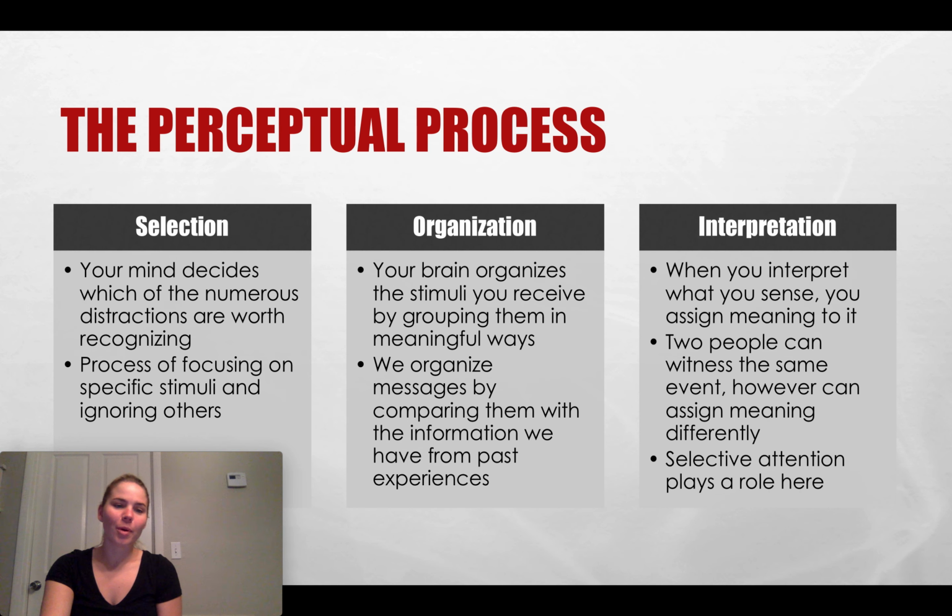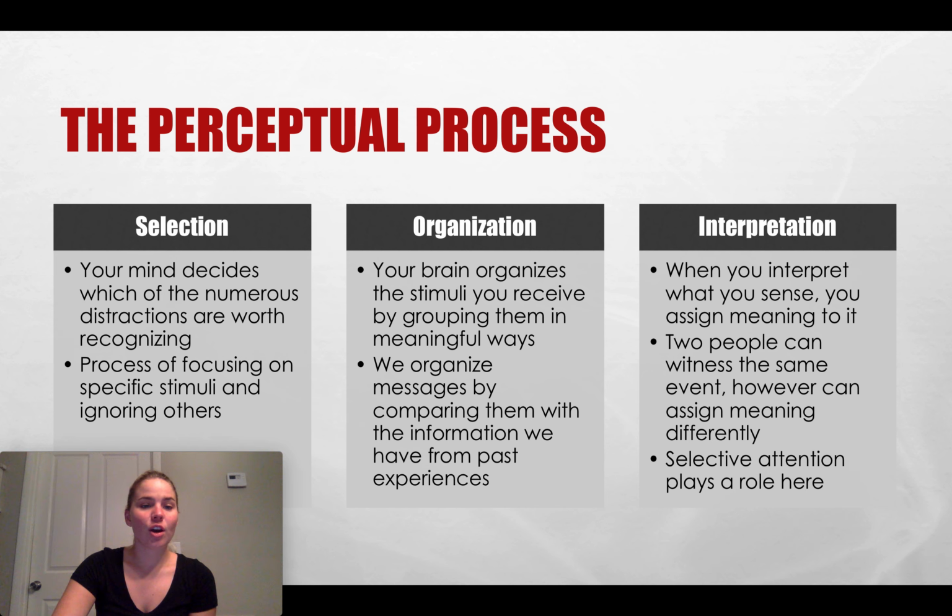The perceptual process has 3 steps: selection, organization, and interpretation. In the first step, your mind decides which of the numerous distractions are worth recognizing. We have so much stimuli around us that if we acknowledged all of the sensory stimuli, we would become very overwhelmed. So perception helps us sort through the external stimuli for relevance.